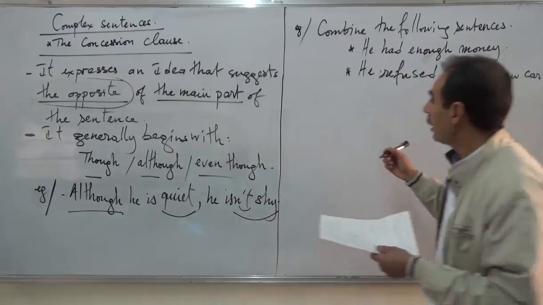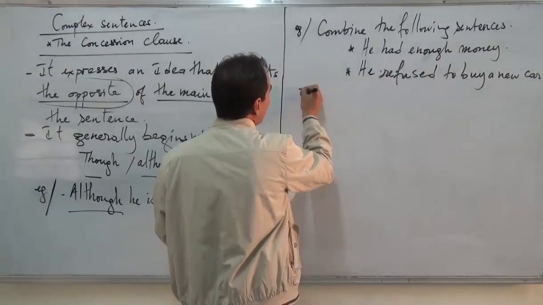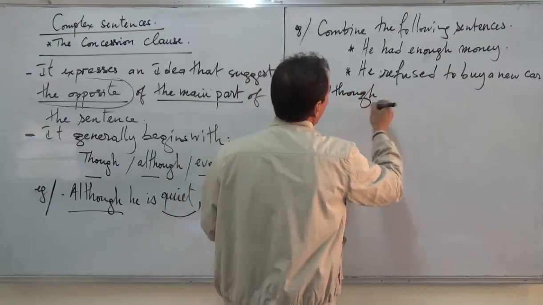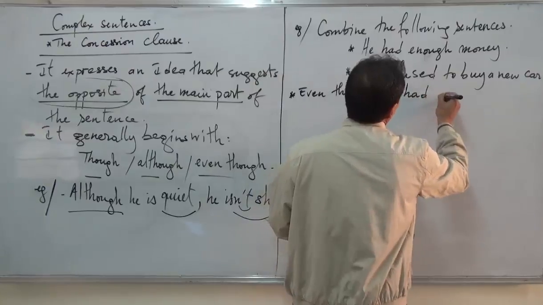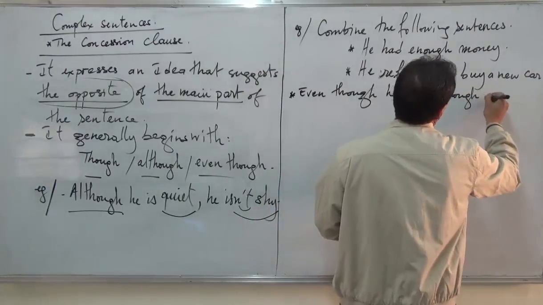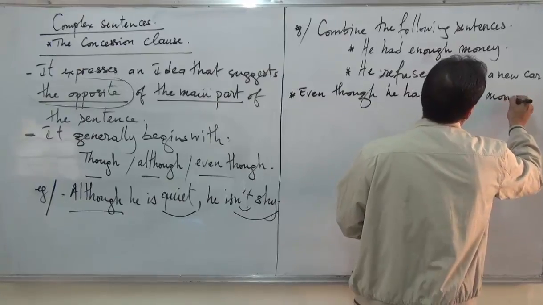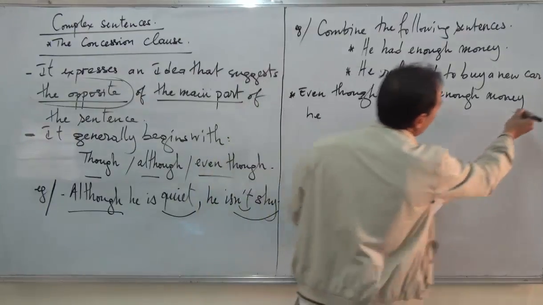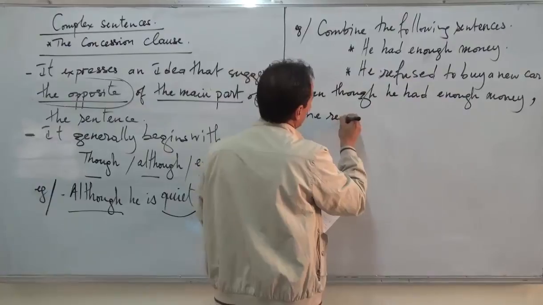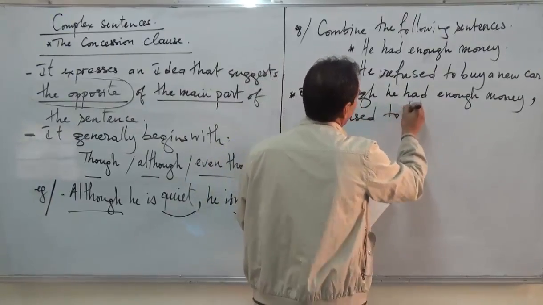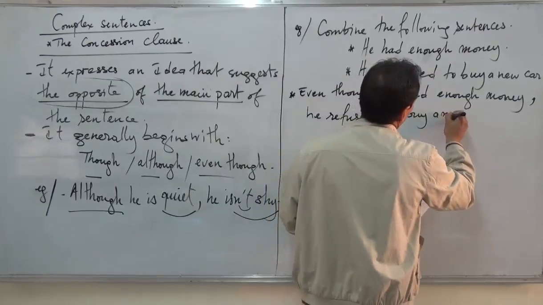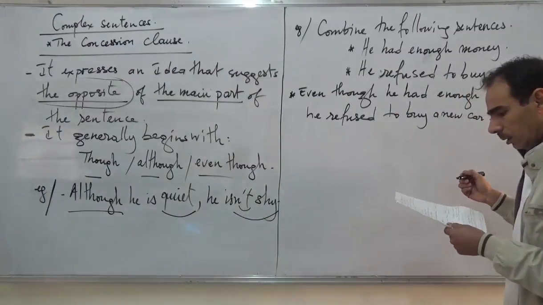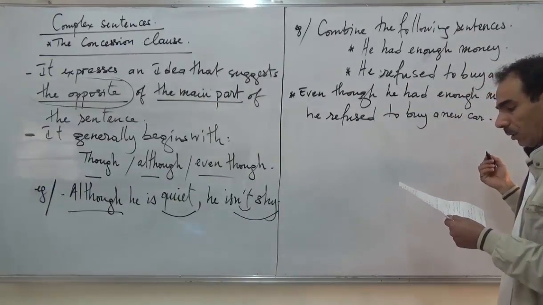He had enough money. He refused to buy a new car. Try to combine the two and you are going to get, for example, even though he had enough money, comma, of course, he refused to buy a new car. Is that right? We can combine them as follows.